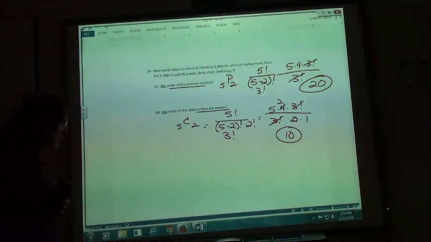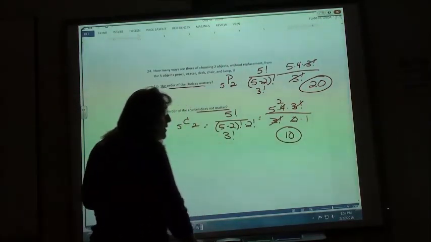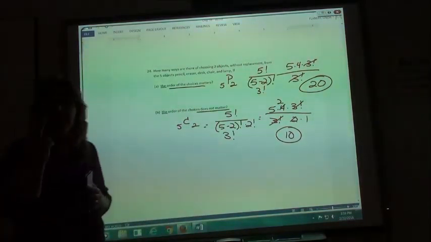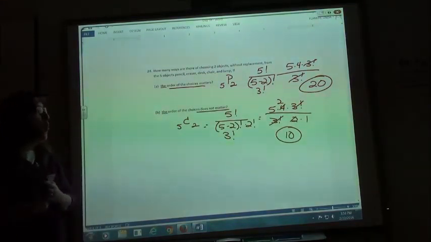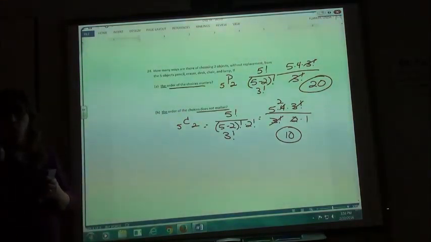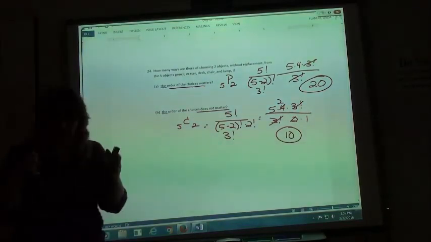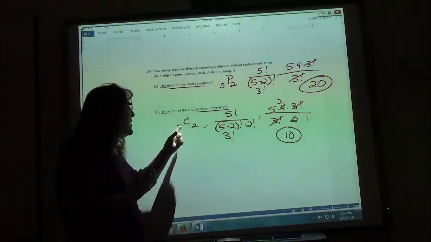So permutation, the order is important. If I switch the order, it's a different permutation. Combination, the order doesn't matter. If I switch the order, it's still the same grouping, still the same group, the same combination.